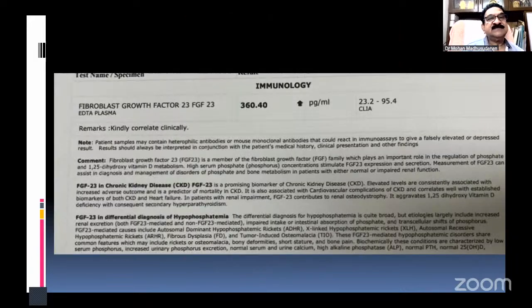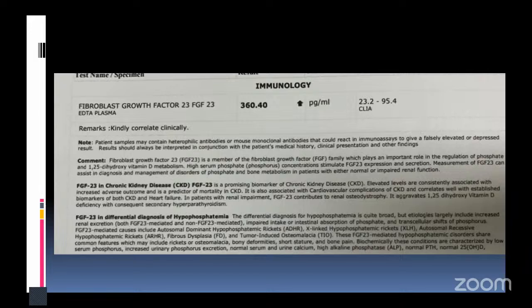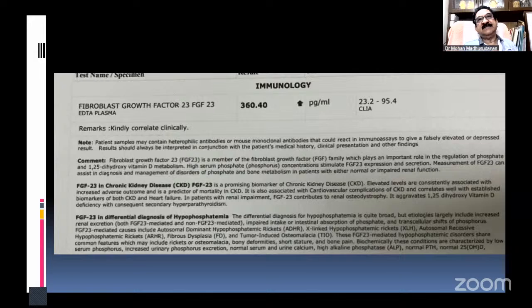Now look at this value here, this fibroblast growth factor, 360. Again, a very high fibroblast growth factor 23. And he was of the opinion that if you find this so much elevated, it most likely is an underlying tumor. Yeah, a mesenchymal tumor, which may be benign, but it's producing this particular factor.